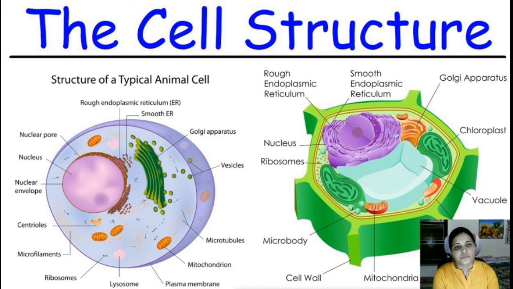Then on the basis of the two diagrams, you can differentiate easily. In the animal cell, you can see on the lower side of the nucleus that centrioles are present, and then some microtubules, vesicles, and all other organelles which I have discussed earlier.